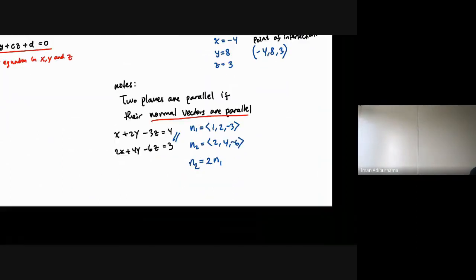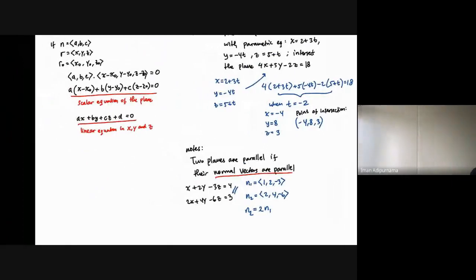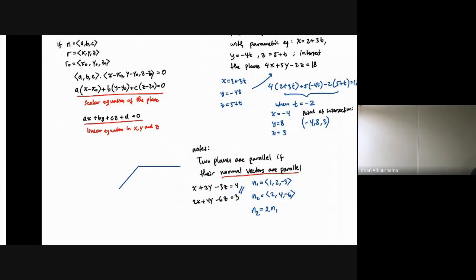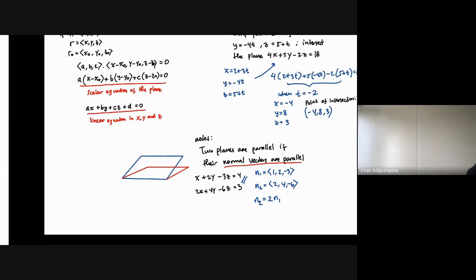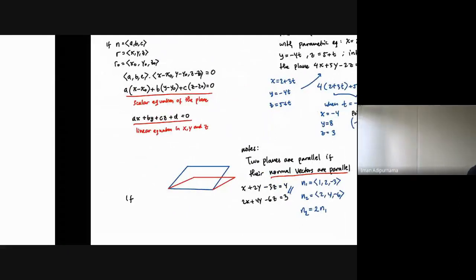Okay. So if two planes are not parallel, then they intersect in a straight line.